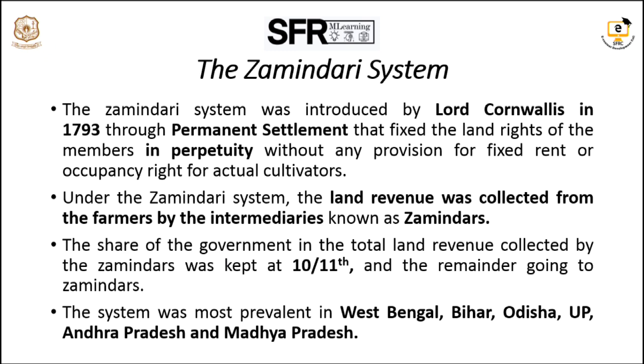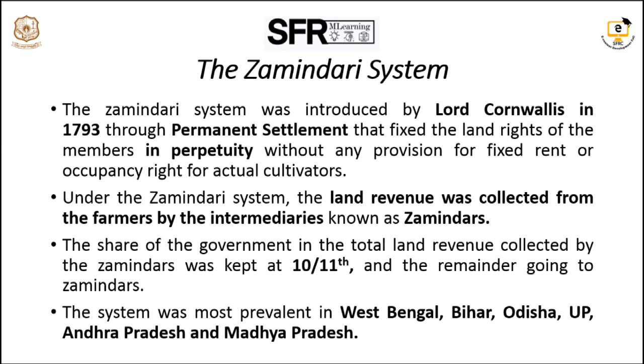First is the Zamindari system. The Zamindari system was introduced by Lord Cornwallis in the year 1793 through the Permanent Settlement. Permanent settlement means they made a settlement on a permanent basis. Let us see what happens.